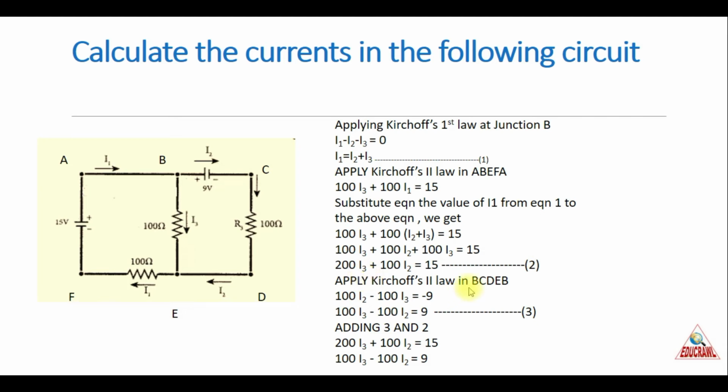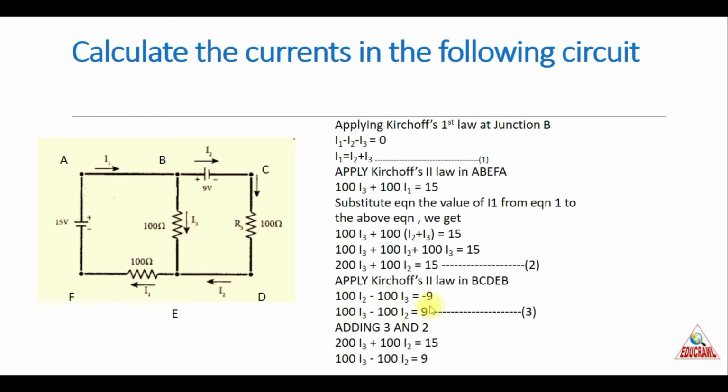Now take the second loop, which is B, C, D, E, B. In the second loop, again apply Kirchhoff's second law. We get 100 I2 minus 100 I3, because I3 is flowing in the opposite direction to I2.